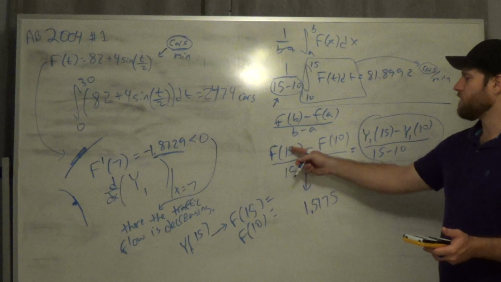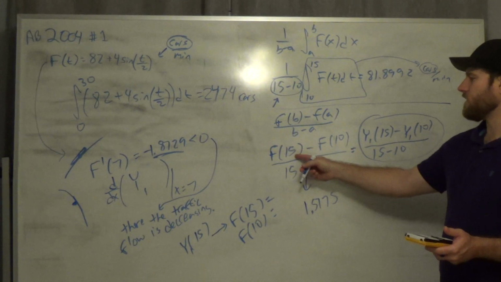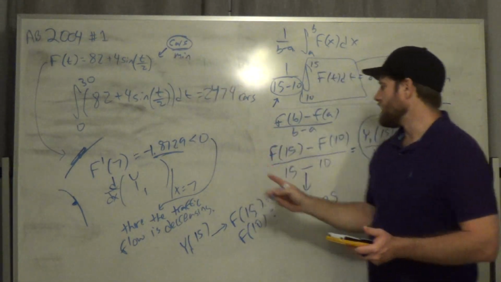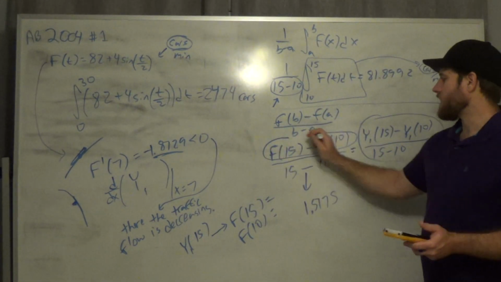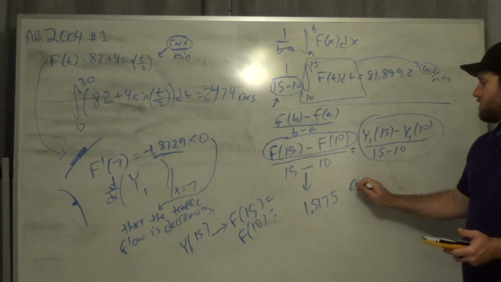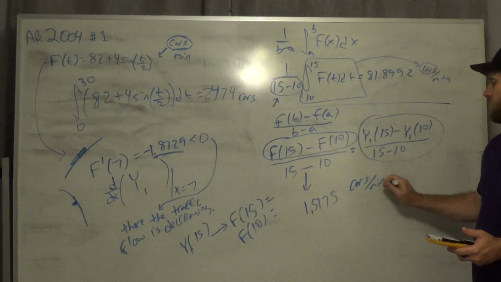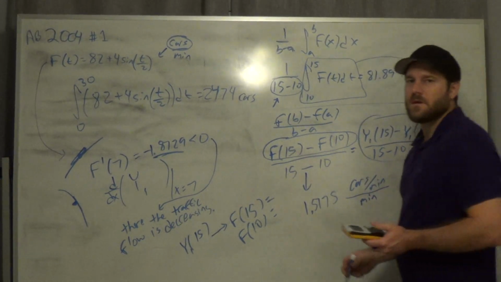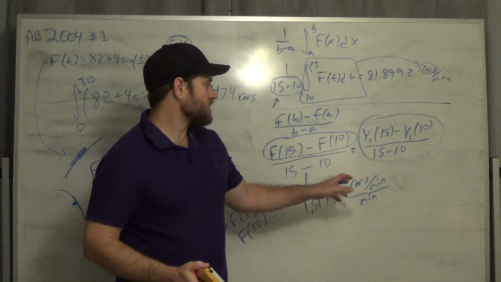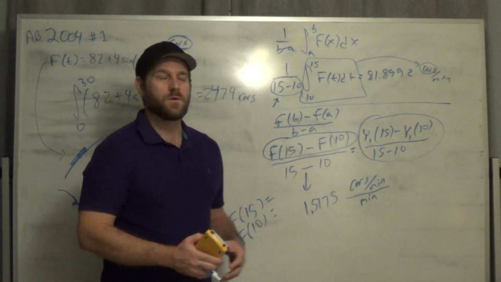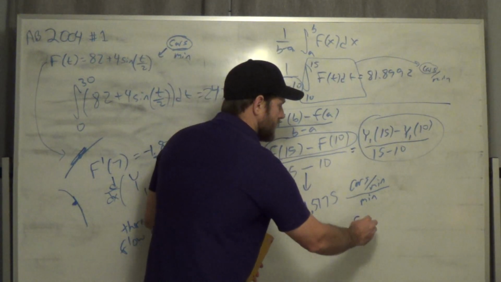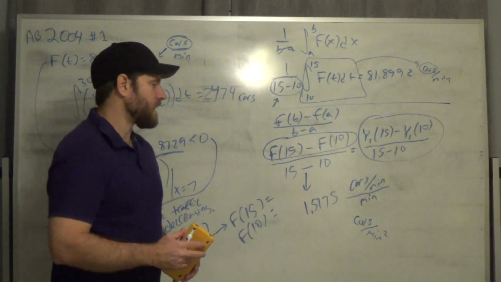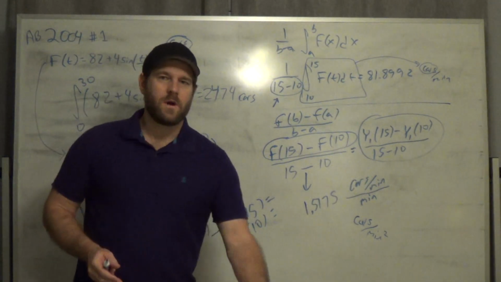And on top, both of these were cars. F of 15, whoa, those were not cars. Those were cars per minute. So on the top, we subtracted cars per minute. And on the bottom, we subtracted minutes. So the units here are actually cars per minute, or cars per minute squared, if you prefer. You could say cars and then minute squared. That'll work as well. All right, pretty easy question. That's all there is to it.